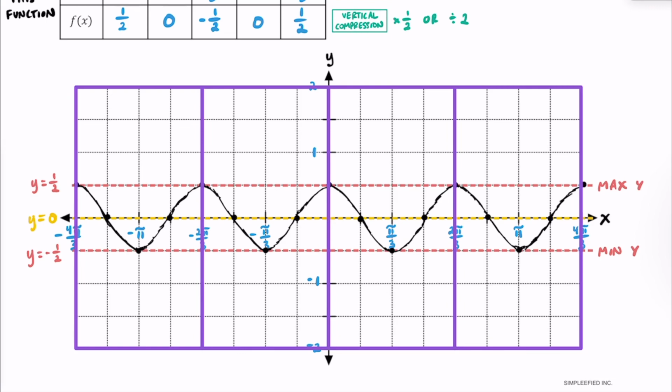So that wraps up this particular practice problem where we had an a and a b value that were different than 1 as opposed to the parent function. However, c and d were both equal to 0, so we didn't have to deal with any of those types of transformations. If you're looking for a more complex example, feel free to check out some of my other videos where I combine all the different types of transformations together.